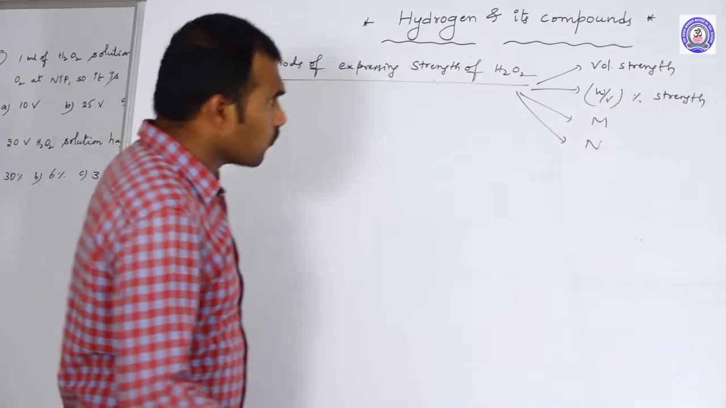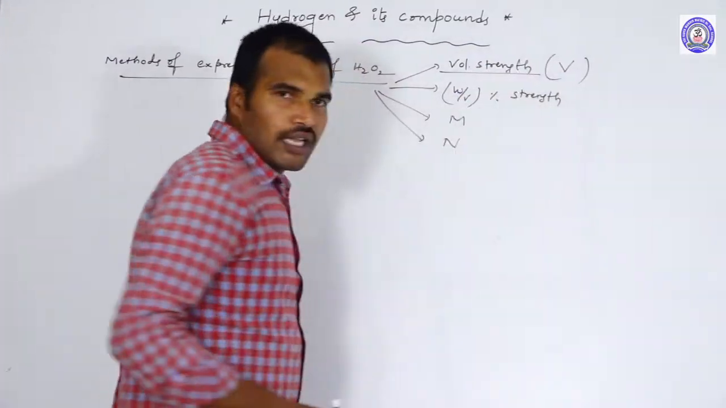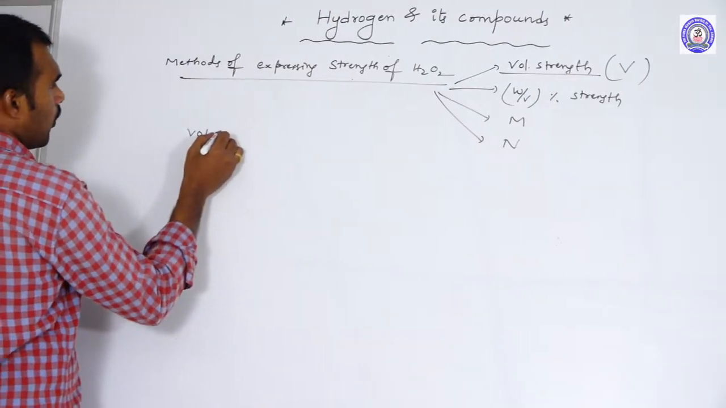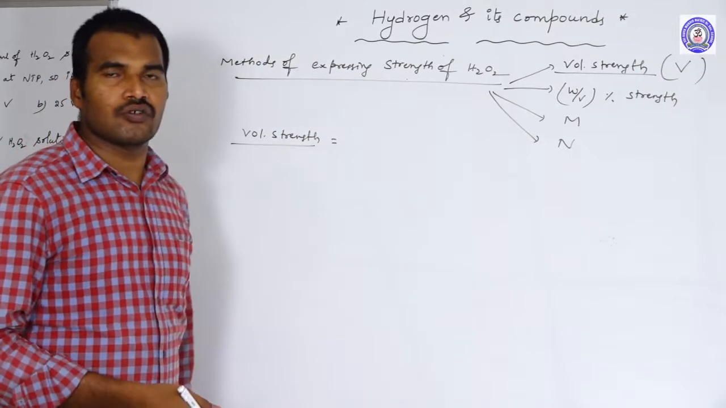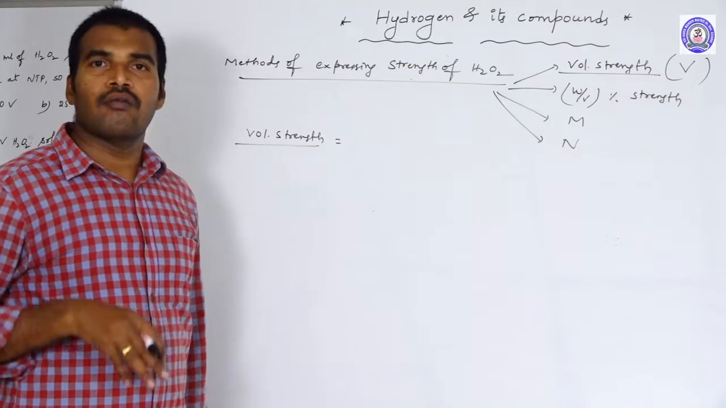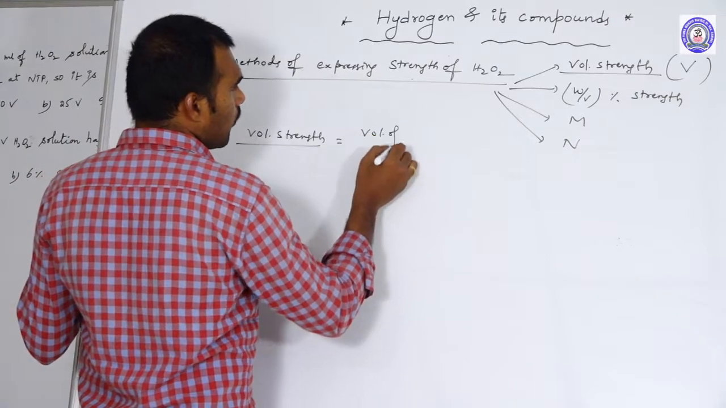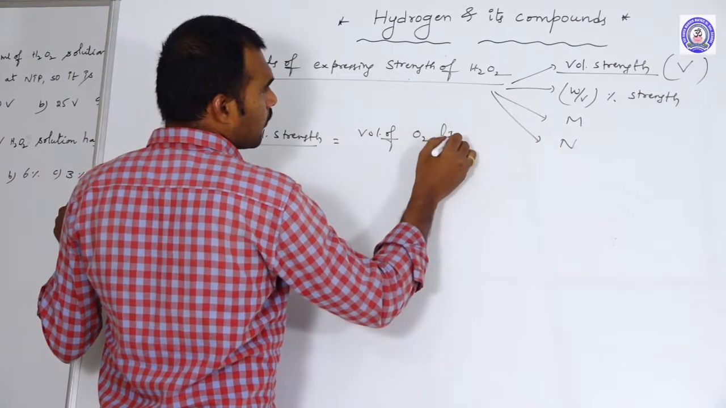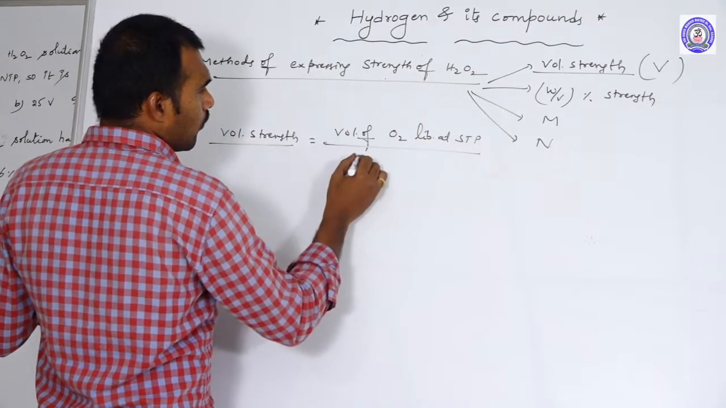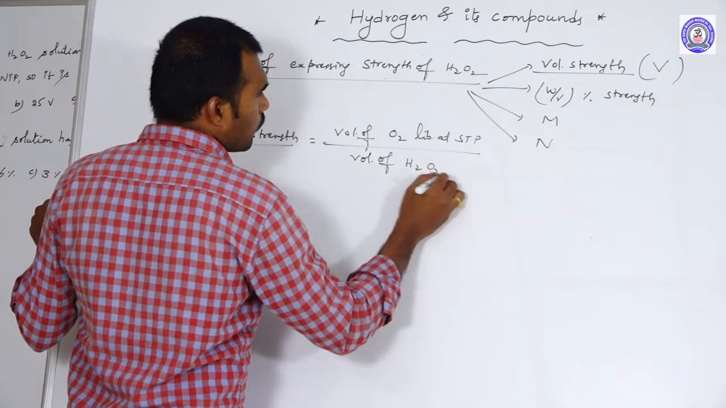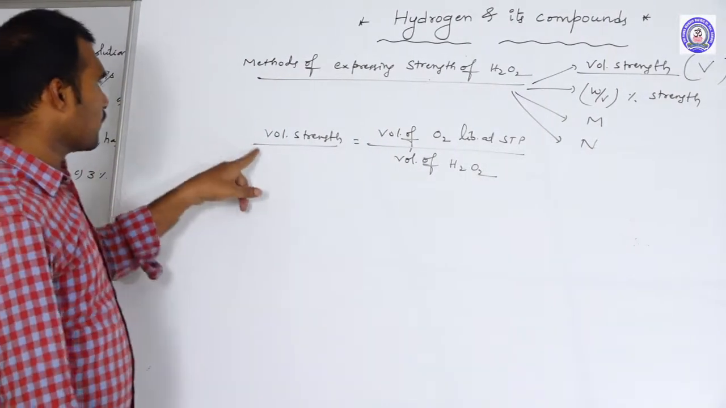First of all, what is volume strength? Volume strength we simply represent with V. Volume strength is nothing but the volume of O2 liberated at STP per one volume of H2O2, or per unit volume of H2O2. So that is what we call volume strength.